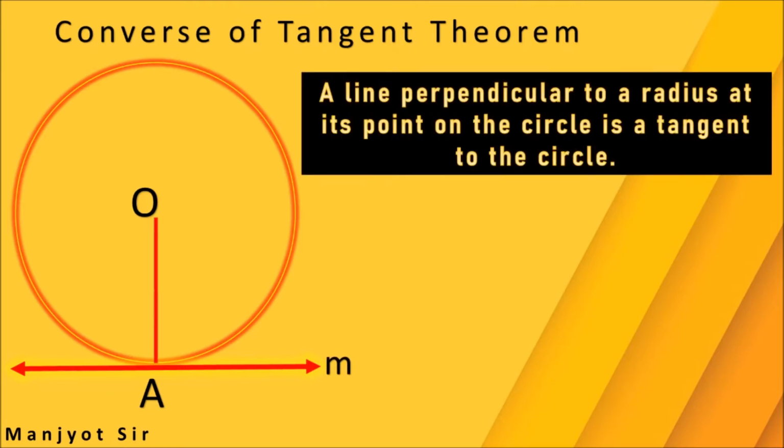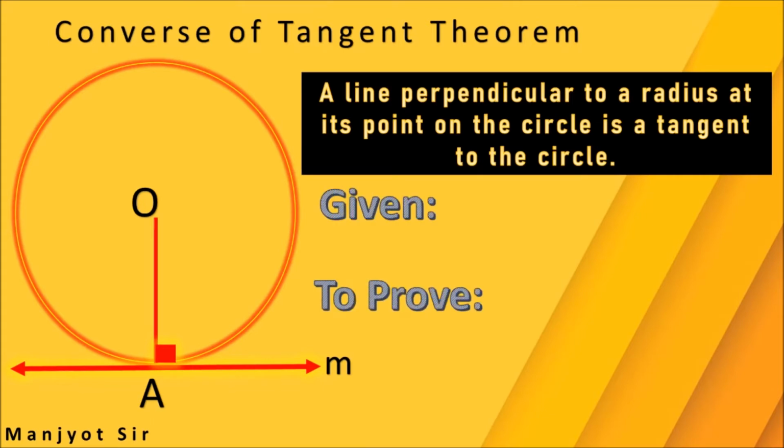See, the statement of this theorem says a line perpendicular to a radius at its point on the circle is a tangent to the circle. That means if you observe over here, we have one line M and OA is a radius. Now if these two are perpendicular to each other, you can conclude that this line M is a tangent, right? If it is not perpendicular, then it won't be a tangent. But according to the converse, if these two segments are perpendicular to each other, then we can conclude that line M is a tangent.